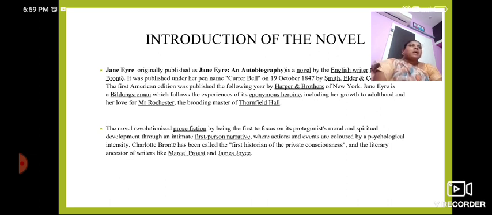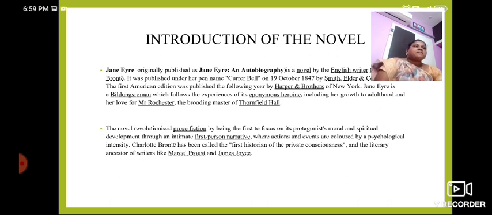Jane Eyre is an account of the experiences of its eponymous heroine, including her growth to adulthood and her love for Mr. Rochester, the brooding master of Thornfield Hall. The novel revolutionized prose fiction by being the first to focus on its protagonist's moral and spiritual development through an intimate first-person narrative where actions and events are colored by a psychological intensity.